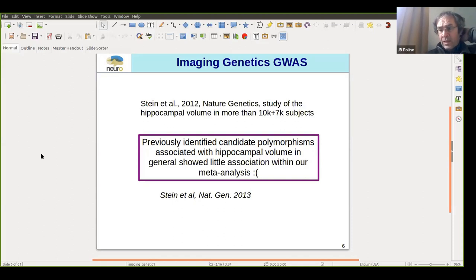And what they say in the paper is that previously identified candidate polymorphisms associated with hippocampal volume in general showed little association with our meta-analysis. So again, that's one of the cases where there were a lot of papers showing some results, and those results were not found when the very large cohort was used.